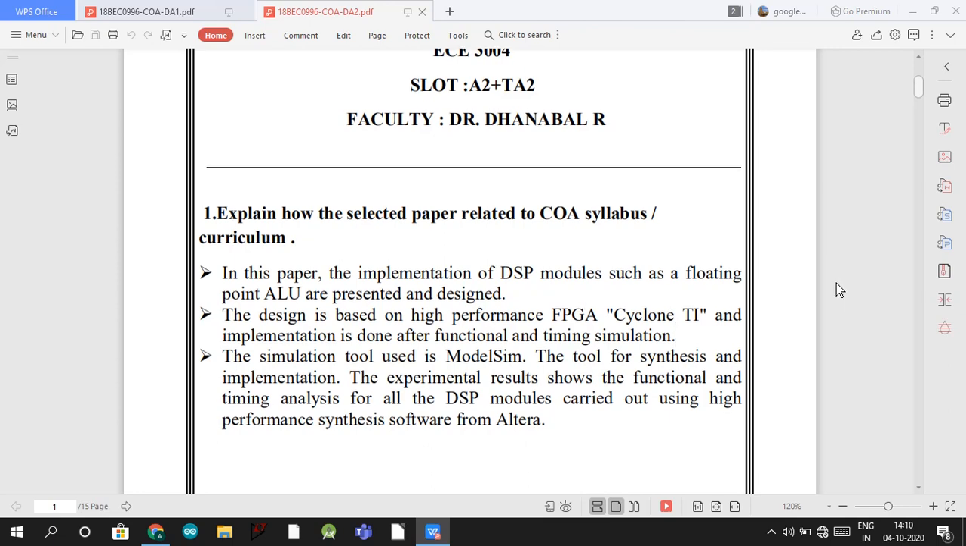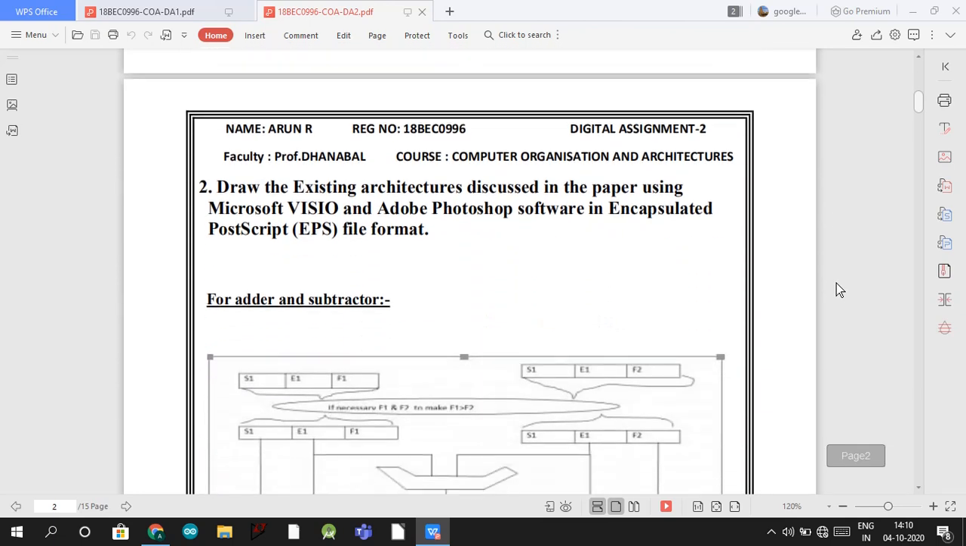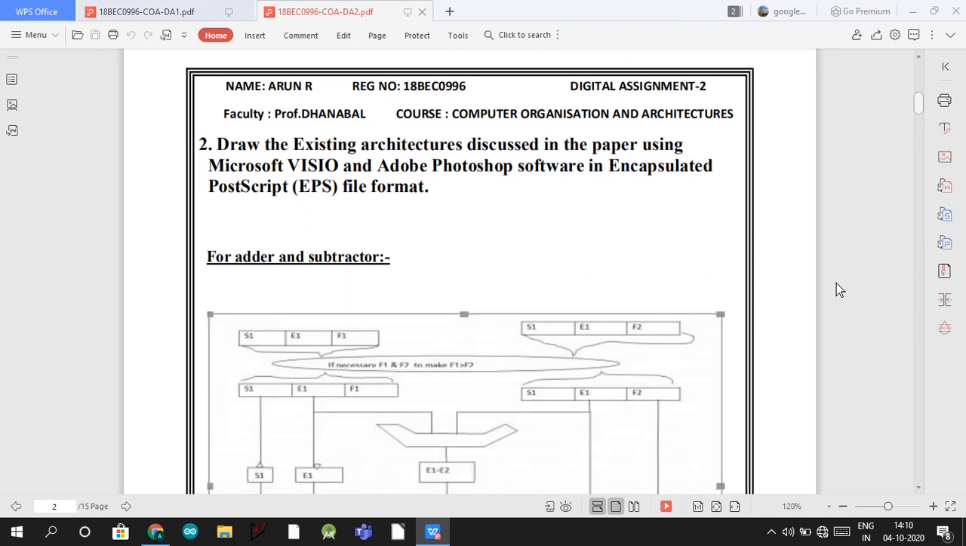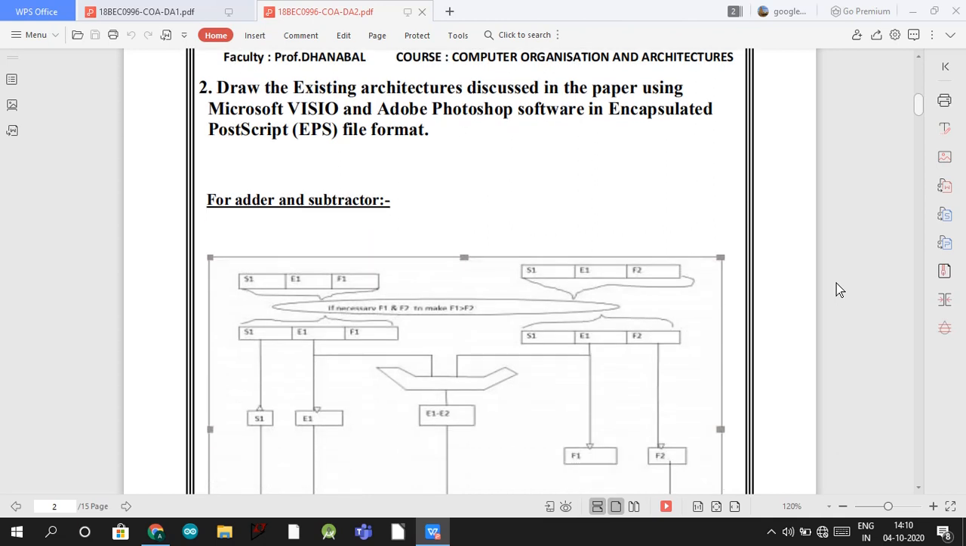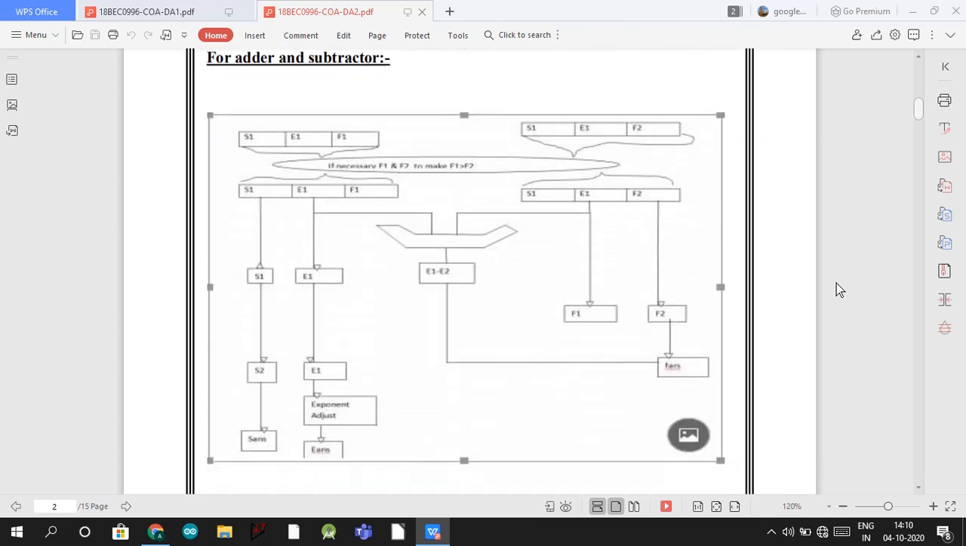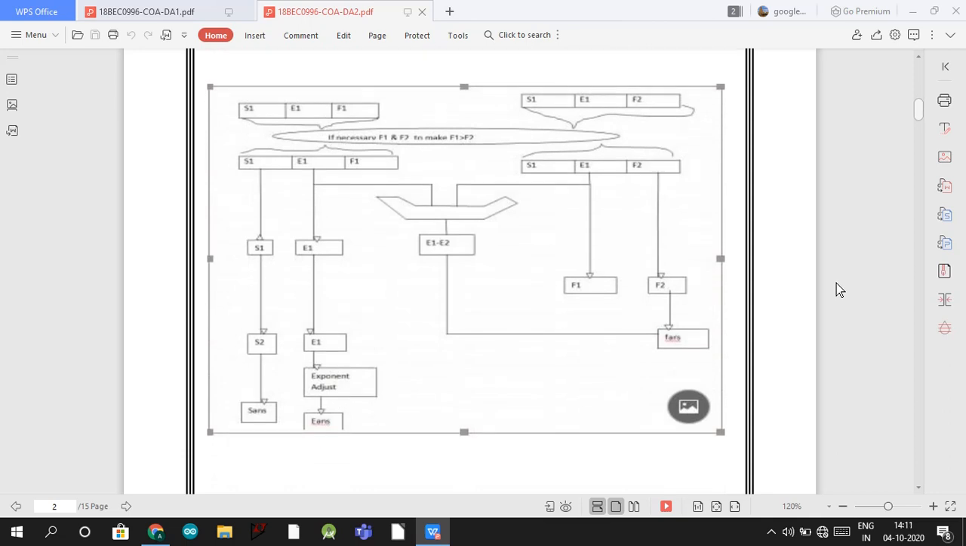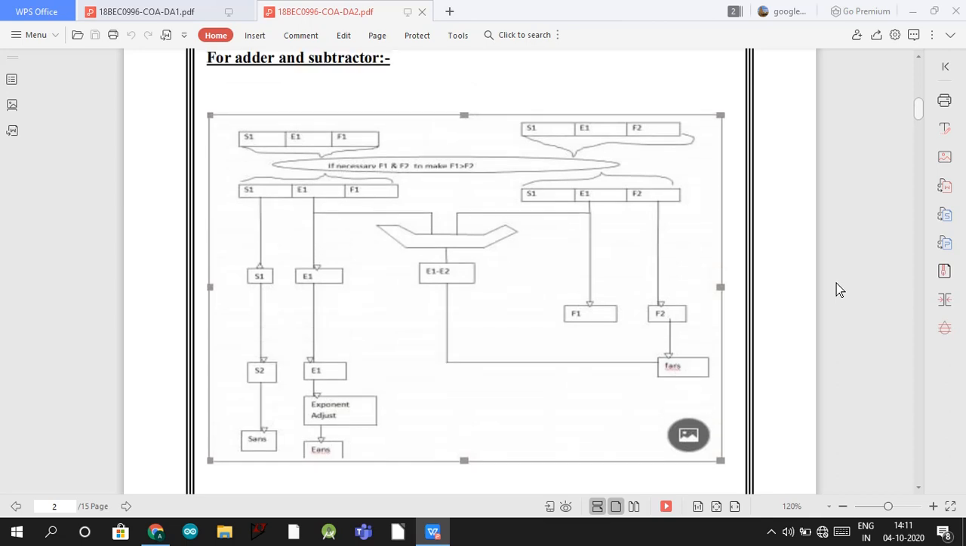For the second question, they asked to draw the existing architecture discussed in this paper using Microsoft Visio and Adobe Photoshop in Encapsulated PostScript file format. This is the 64-bit floating point adder and subtractor, the FPGA based 64-bit adder and subtractor. You can see I made this circuit diagram using Microsoft Visio.